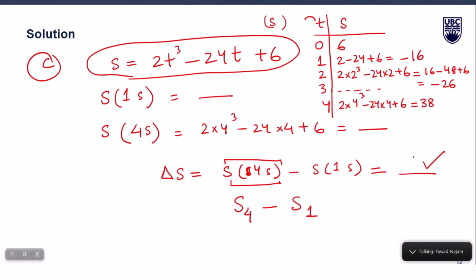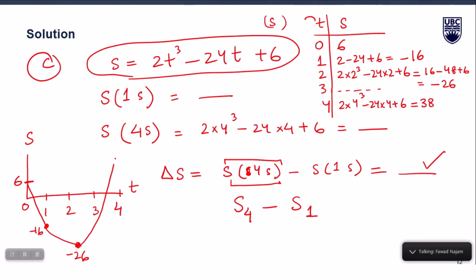So if I plot that s versus t, it is looking something like this. At t equal to 0, the value was plus 6. At t equal to 2, the value goes to minus 26. So let's say 0, 1, 2, 3 and 4. At t equal to 1, it's minus 16, something like this. Then at t equal to 2 seconds, it goes to minus 26, something like this. And then you will be having some value at 3, and at 4 it again goes to plus 38. So it's something like going to plus 38 at t equal to 4.